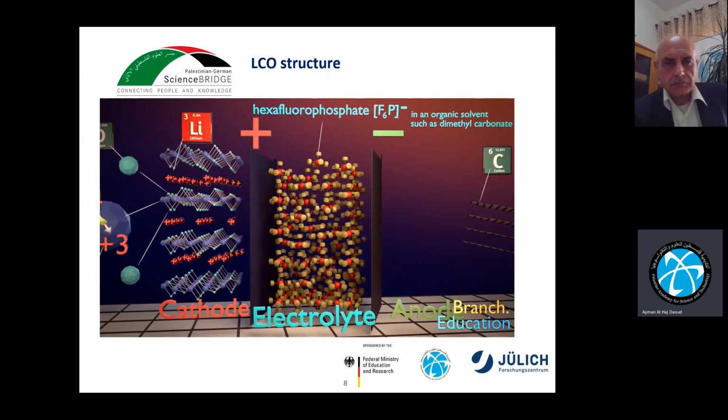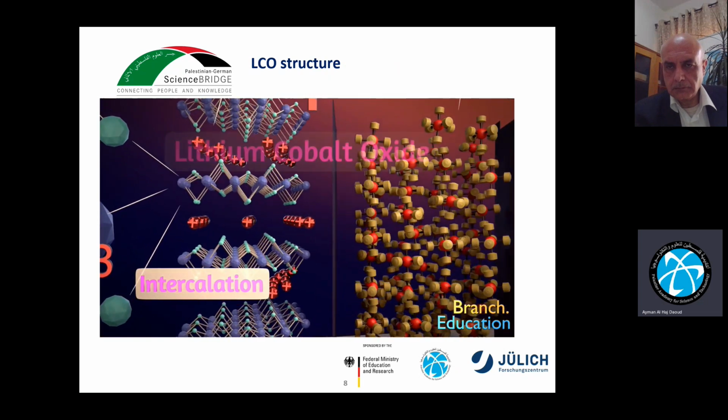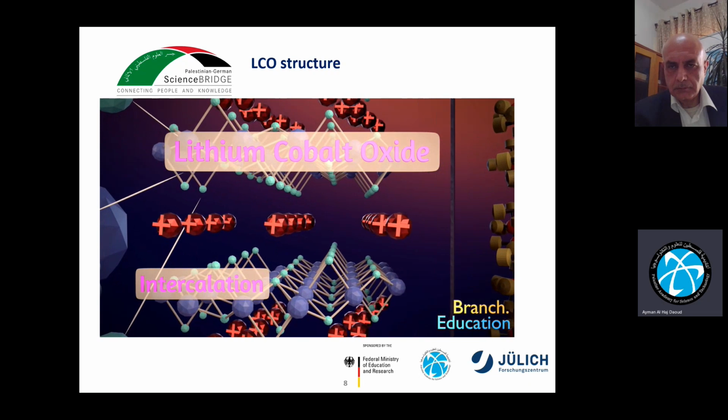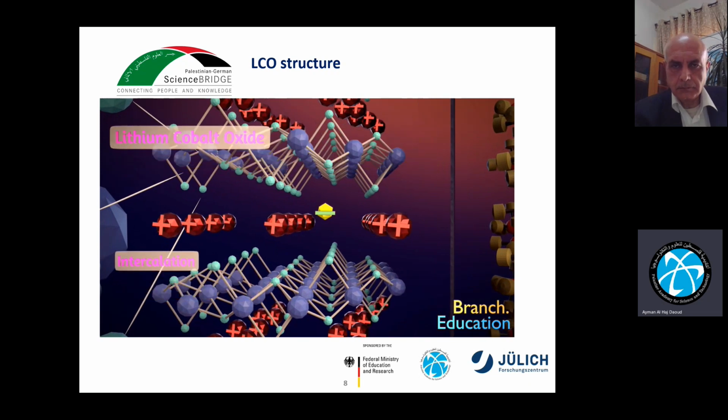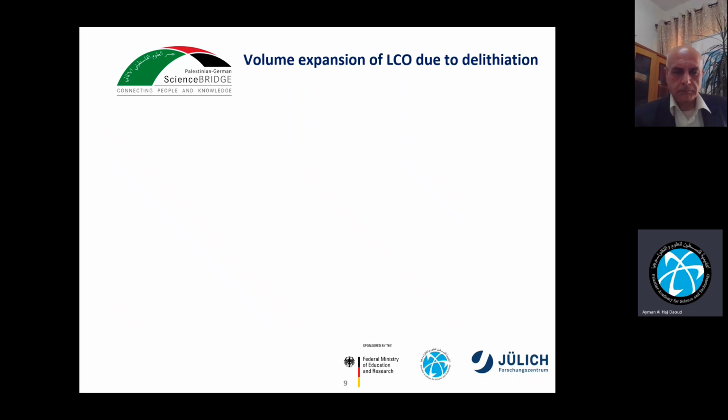Now, this is the structure of lithium cobalt oxide, which has a layered structure of cobalt oxide plates, and the lithium is between them actually. This facilitates the mass transportation of the ions and the electrons through the cathodes, for example. But we have a case here.